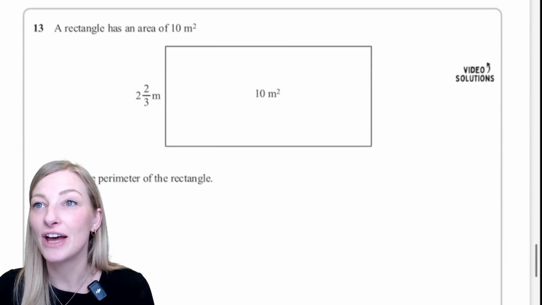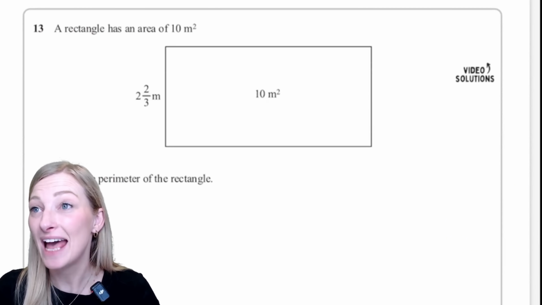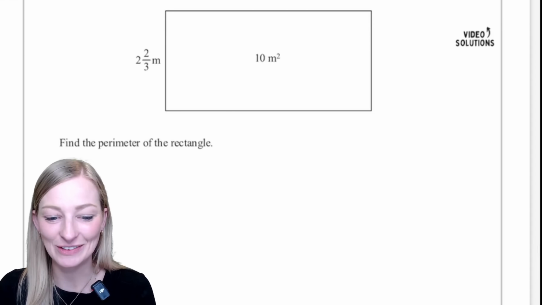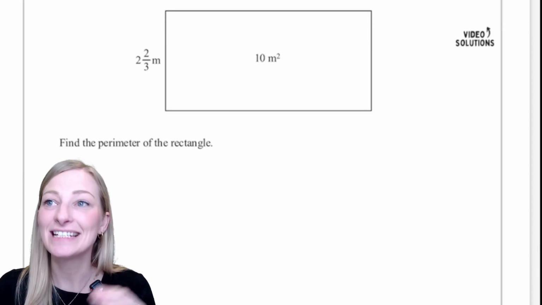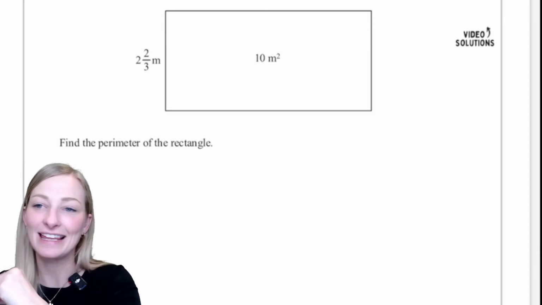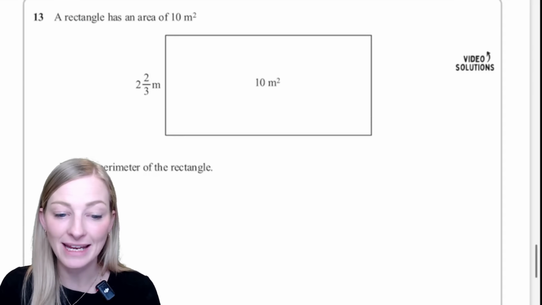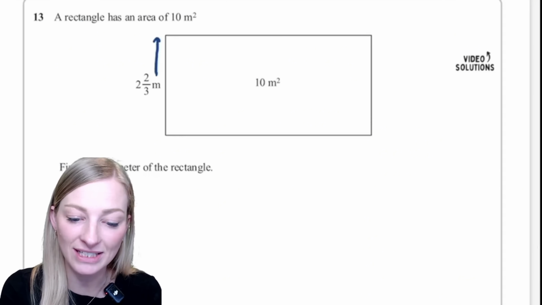Question number 13. A rectangle has an area of 10 meters squared. Find the perimeter of the rectangle. So we need length, add width, add length, add width. We need to go all the way around the outside if we want the perimeter. And at the minute, I only know how long this side is.